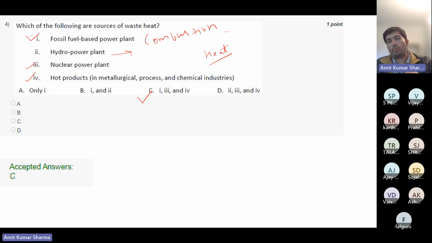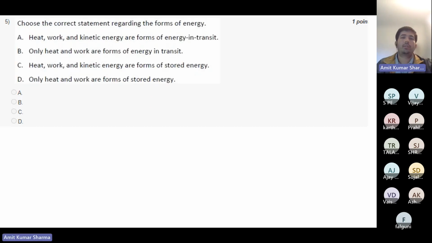So go through those points. It's not about the renewable source and all. The technology is also playing a very important part in it. Okay, let's move to the next question.